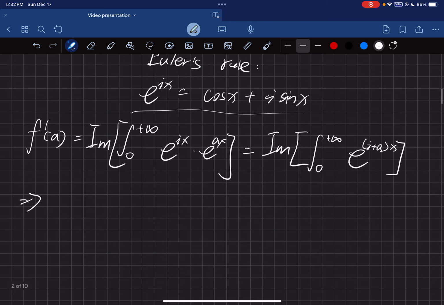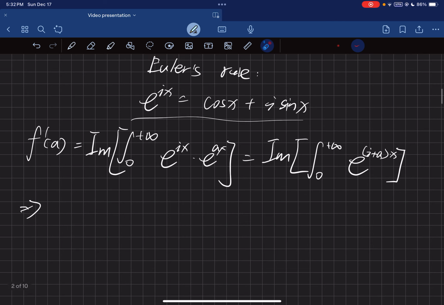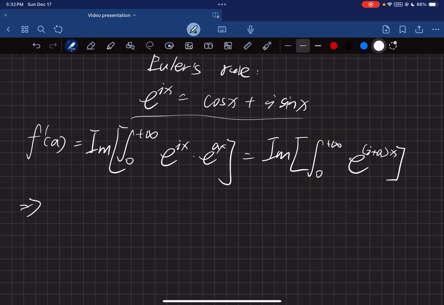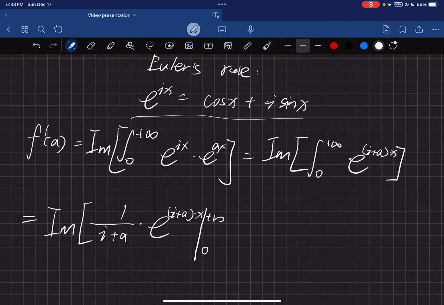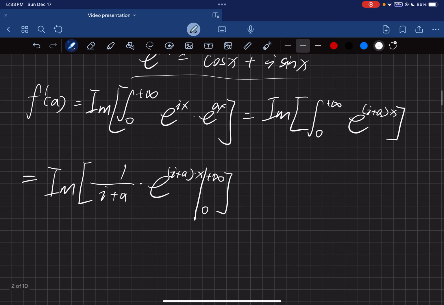And after that we're going to move on to find the value of this integral, right? And for the primary integral rules, we know that this equals the imaginary part of 1 over (i plus a) times e to the power of (i plus a) times x, from 0 to positive infinity, right?